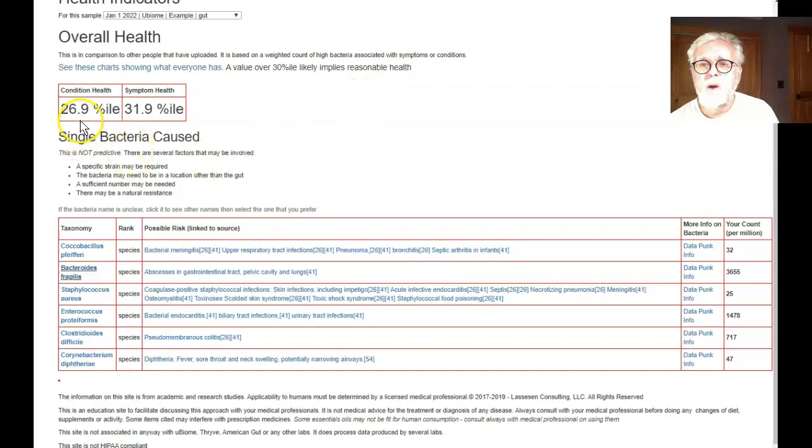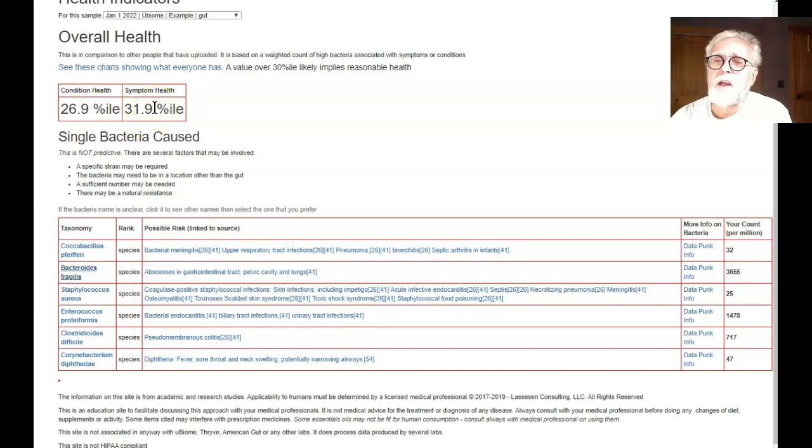The second part is up at the top, which is condition help and symptom help. Here again, we have two sources of information. Condition help means published PubMed articles is what we are using for issues where we have bacteria being high, and that is your percentile ranking compared to other people who have uploaded a sample. Doesn't mean it's bad or good. We'll see how we can interpret the number in a moment.